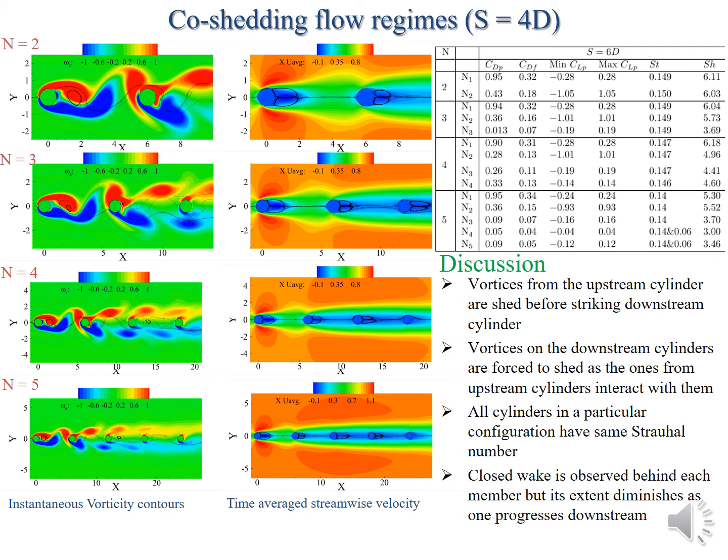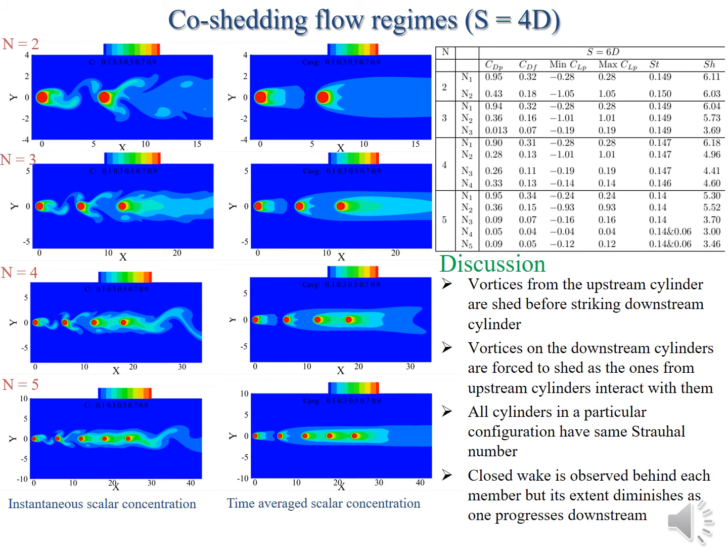That causes the vortices from the downstream cylinders to shed prematurely, but all the members now have the same vortex shedding frequency. As you can see, the Strouhal number is the same for all the members, and we can find that the coefficient of drag is now comparable to that of an isolated cylinder, at least for the leading cylinder. But for the other cylinders, the drag is still lower, as the instability starts from the lower side, from the trailing edge, as you approach the leading edge.